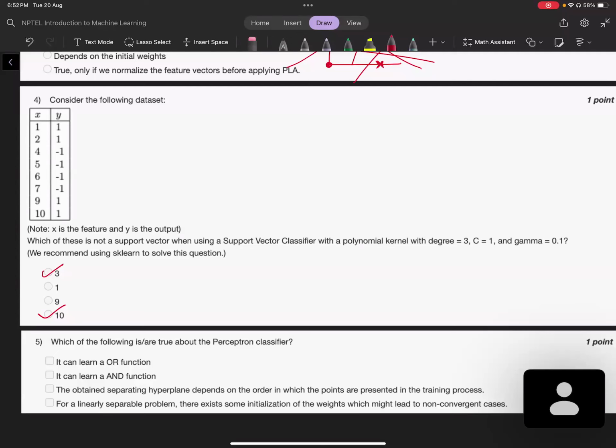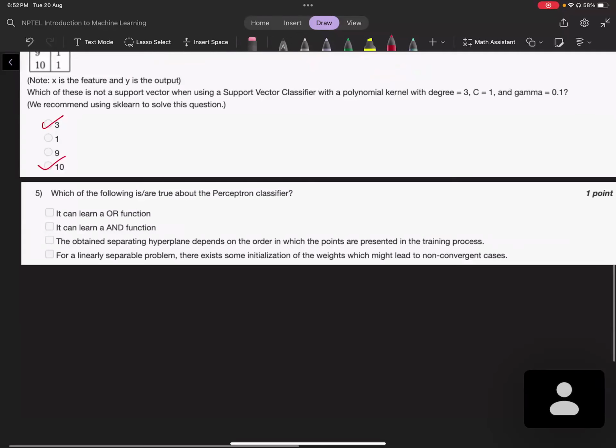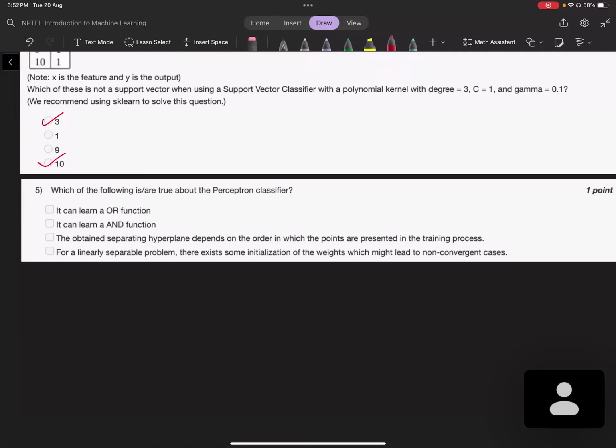Yeah, coming to the next question, question 5. I think it's a relatively easier question than the others. I should be able to do it.